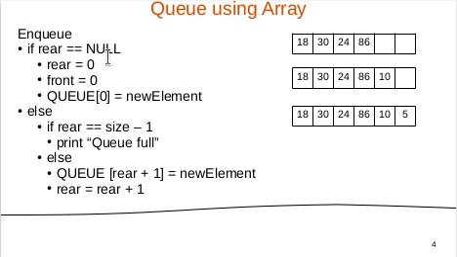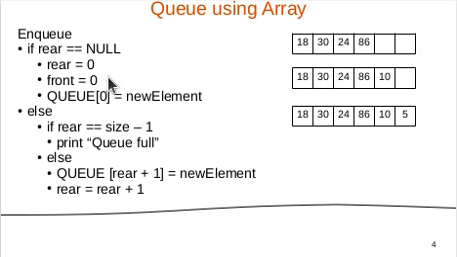If this is not the empty queue, if there is something, we check if the queue is full. That means if rear equal to size minus 1. Here size is 6, 1 2 3 4 5 6, and rear is the position index of the array. So size minus 1 means 0 1 2 3 4 5, rear will be 5. So if rear equal to size minus 1, then we will print queue is full, so we cannot insert any new element and we have to exit.